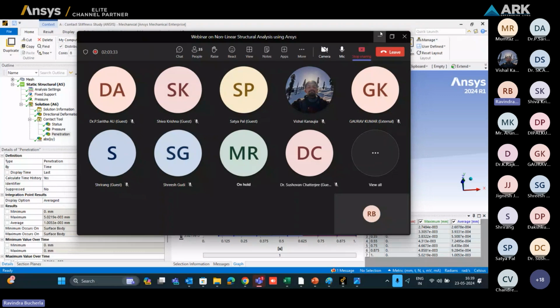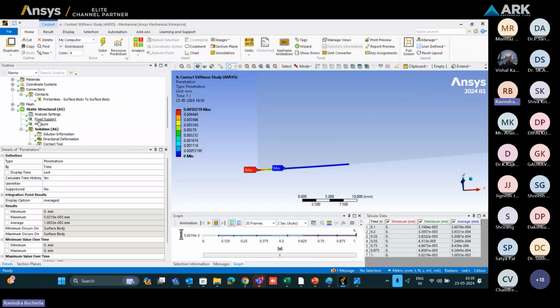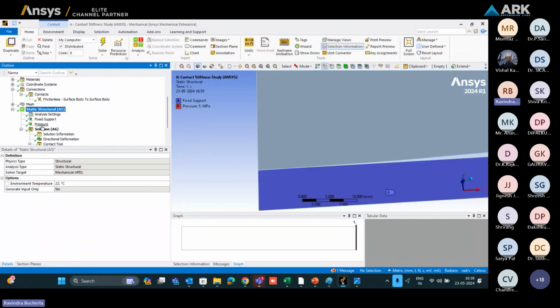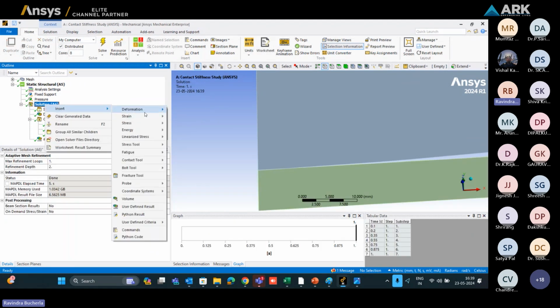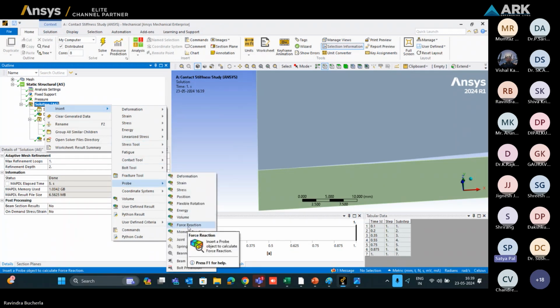Yes, sir. Wherever you apply the displacement in the loads and boundary conditions, you can drag and drop it into the solution automatically. You will get the reaction force there, or you can insert a probe to get the force reaction. Yes, this is the only way to get the force. Wherever the boundary conditions are there, in all the phases you will get these force reactions.